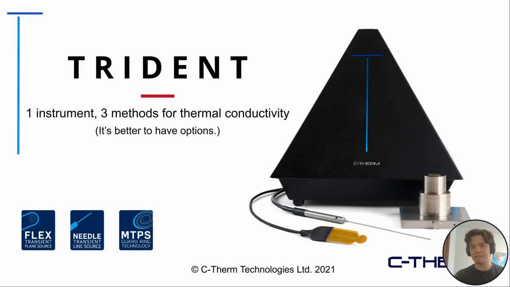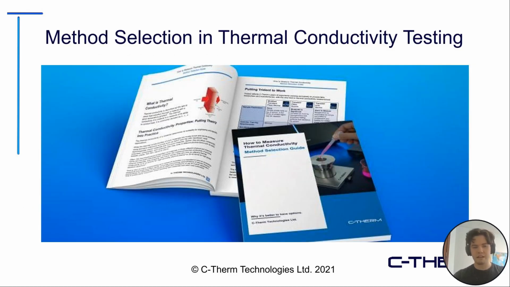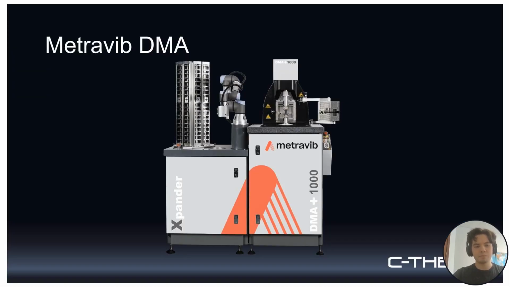But the reason we have this is because we value having choice. As a part of this, we partner with a lot of third parties, especially in North America, to provide more in-depth material characterization analysis. Part of this selection, there's a method selection guide for thermal conductivity that I'm sure will be dropped in from the moderator, Jacob. You'll see a lot from him today. We also partner with Metrovid, a company that makes dynamic mechanical analyzers in North America, and they are really top of their class.